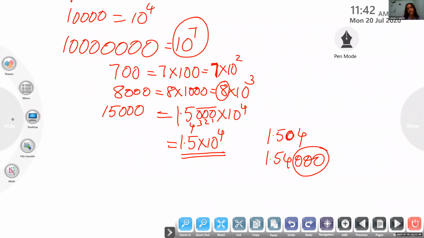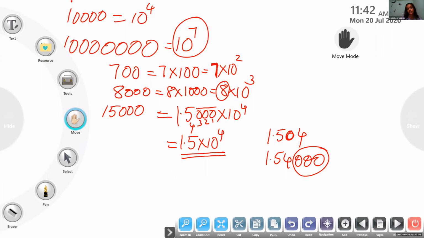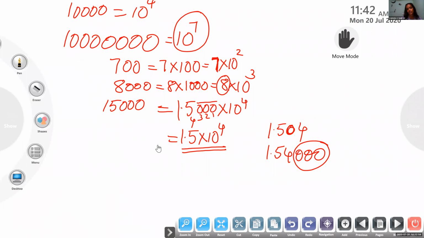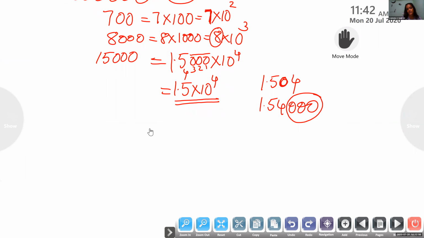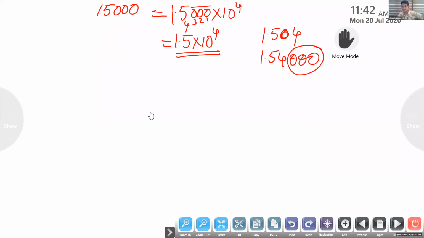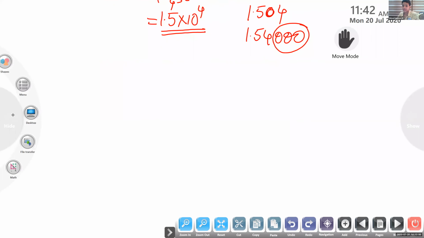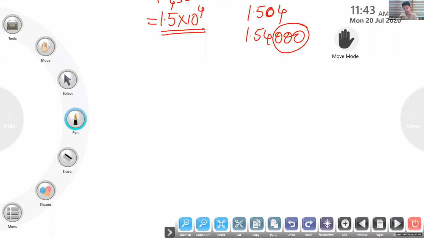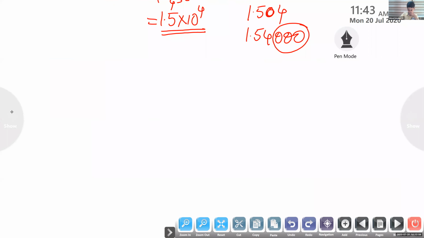Ma'am, if it is 1 0? If it is 1 0, also no need to write. Next, we will do some different types of examples, then you will understand. Next, we will write.